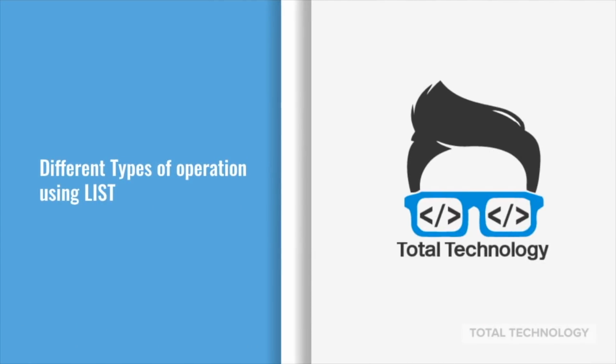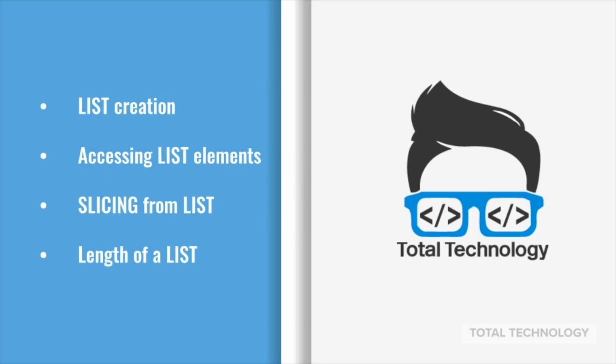Okay, so this will be the fun part of this video. I'm gonna talk about different operations over list. Not just talking, I'll actually be performing all the different types of operations which we can perform using list. So I'm super excited. As per the slide, you can see what operations I'm gonna do in this section: list creation, accessing list elements, slicing from the list, length of a list. It will be very important for all of you.